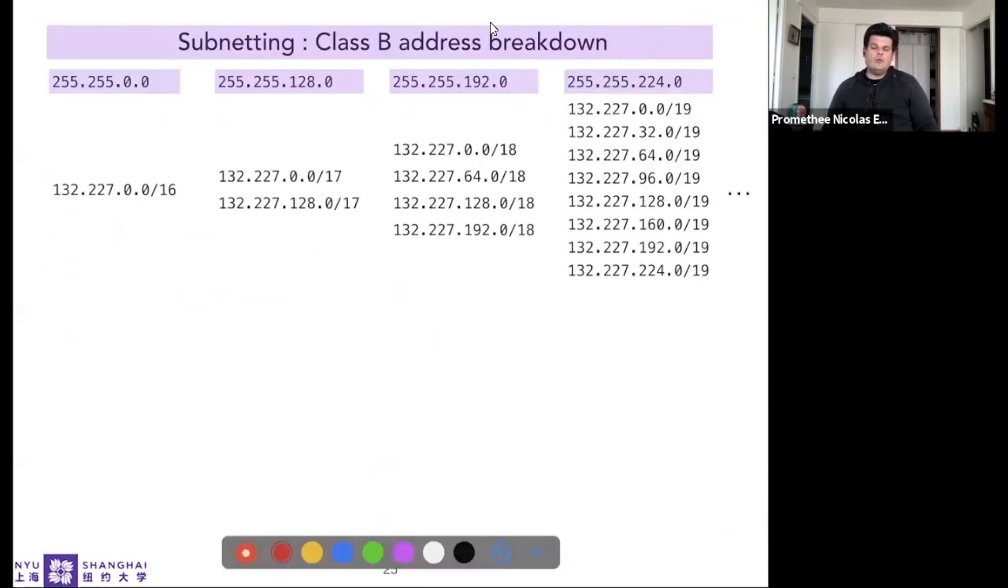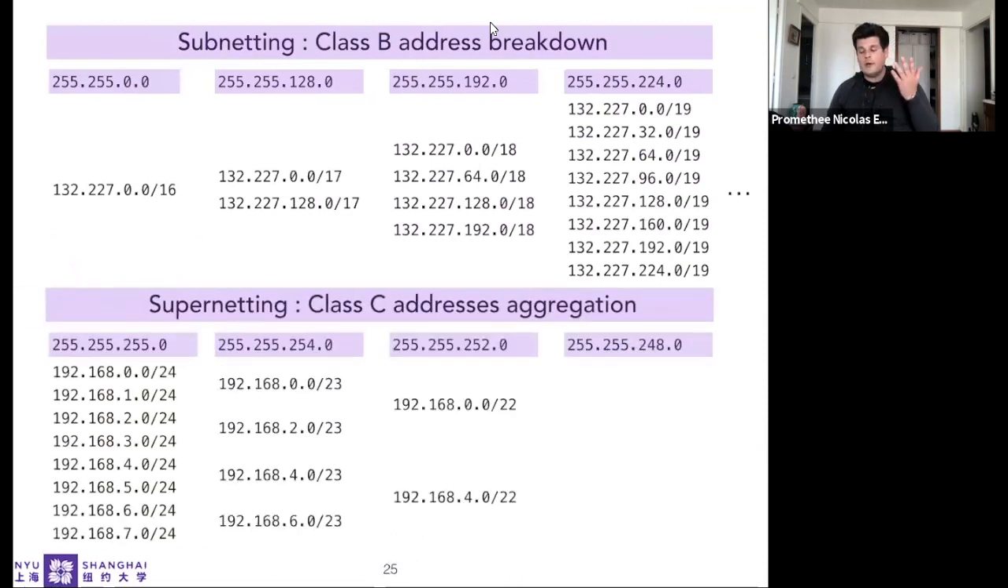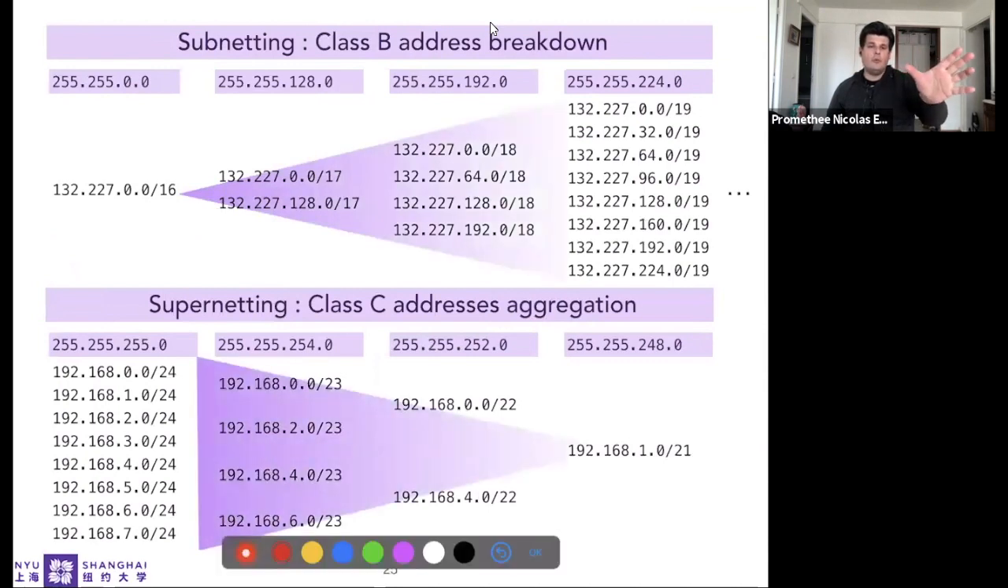So let's look at the big picture now. When I do subnetting, I take a slash 16, a quite large network, and I divide it in multiple blocks, depending on how many I need. I extend the size of the prefix to have multiple subnets. In what we call supernetting, I take multiple classes and I aggregate them.